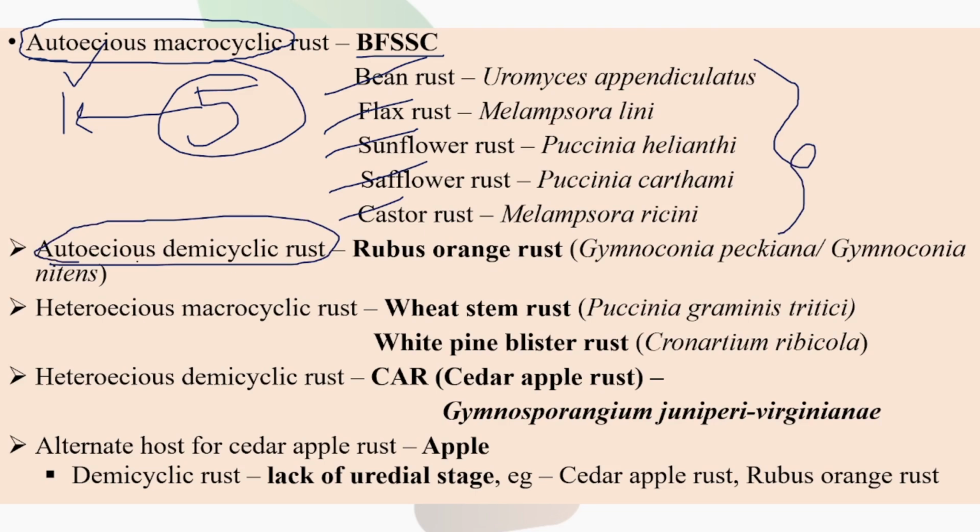You just tell me the definition. Forget about the examples, I will take care of it. I will tell you, you just tell me what is autoecious demicyclic. What is demicyclic? Lack of uredial stage. Completes life cycle in a single host, lack of uredial stage.